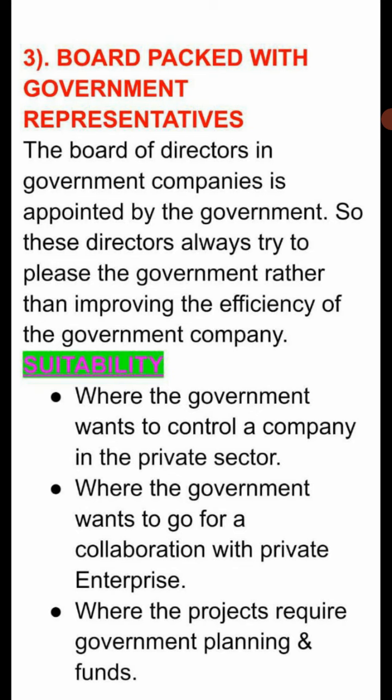So this is all about today, dear students. Today we have discussed the government company, its introduction, different features such as registration, ownership, management, separate legal entity, and so on. Thereafter we discussed the merits such as administrative autonomy, greater flexibility, efficient staff, collaboration, etc., and demerits such as autonomy on paper only, political interference, and board packed with government representatives. This is all about today.